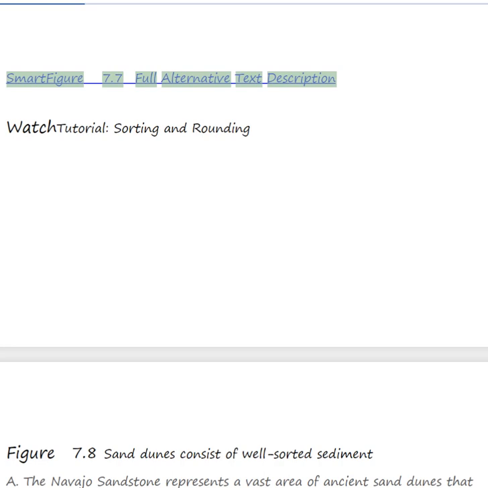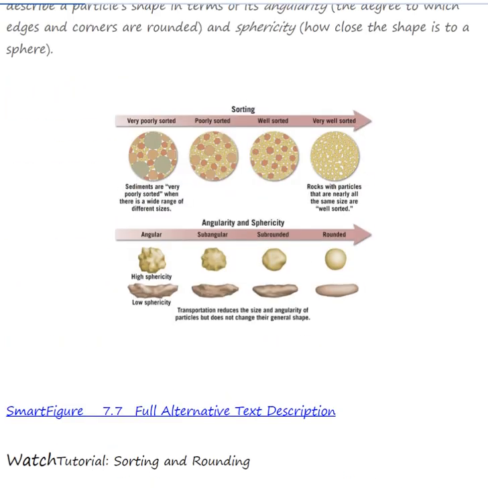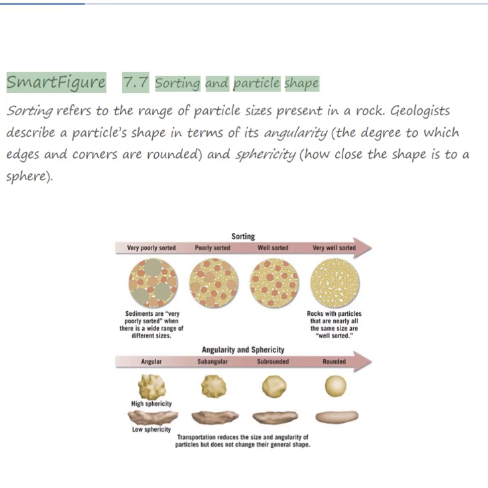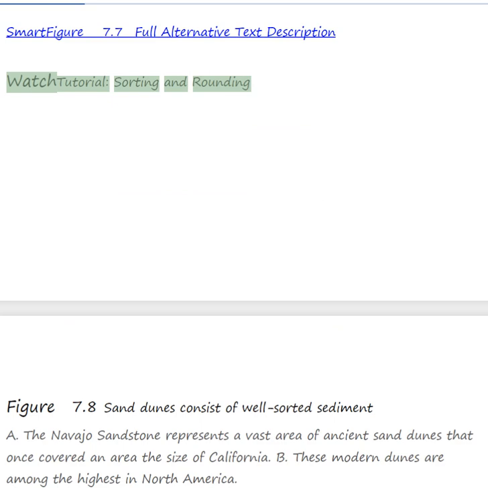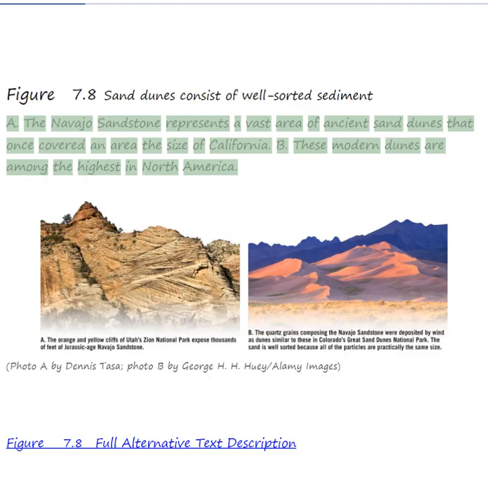Smart Figure 7.7 Sorting and particle shape. Watch tutorial, Sorting and Rounding. The Navajo sandstone represents a vast area of ancient sand dunes that once covered an area the size of California. These modern dunes are among the highest in North America.